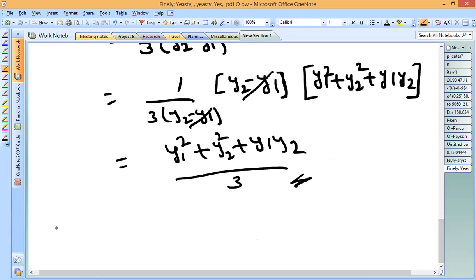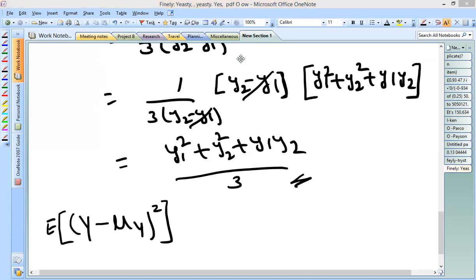And thirdly, we are asked to calculate the expectation of the square of the random variable about its mean. That is nothing but we have to calculate the variance.